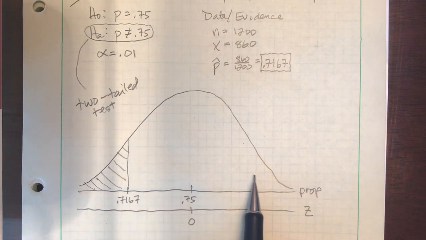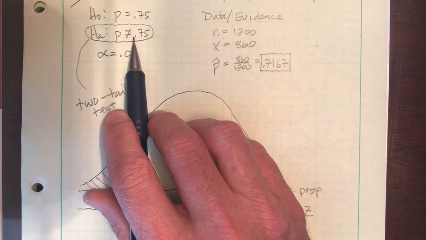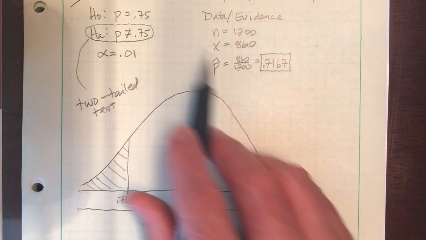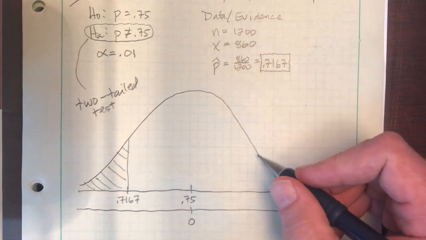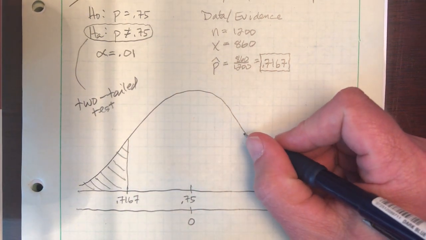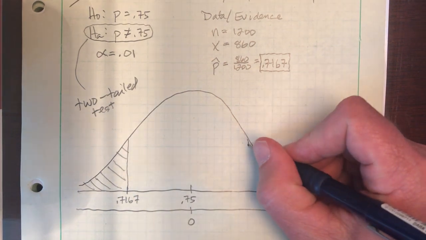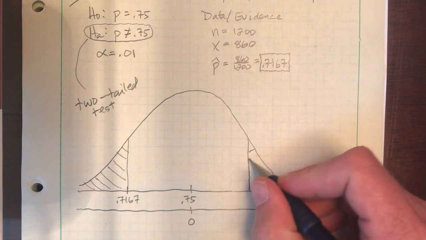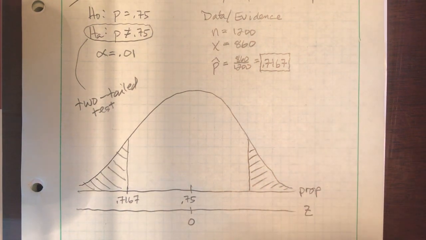And the reason for that is I didn't know what my alternative was going to be. We just said not 75. Well, it could have been less than 75. It could have been more than 75. And so my hypothesis test has to account for that. So whatever area you did over here, we have the exact same tail to the right. And there's your two tails.